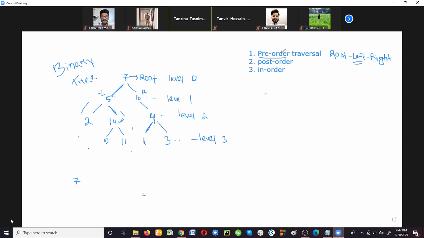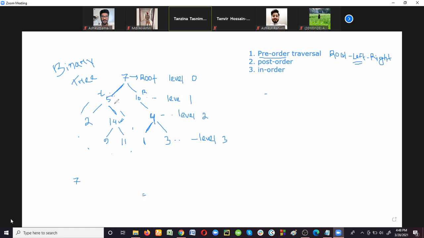The first step of this traversal method is to visit the root node. Then step number 2, traverse the left subtree, for which we have to use a recursive function. That means here 5 is the left node of 7, but 5 is also a root node because 5 has two children, 2 and 14. So in this subtree we call this pre-order function again and again until we get a leaf node. Is it clear? The first step is to visit the root node, that is 7, and then we traverse which subtree? The left subtree.